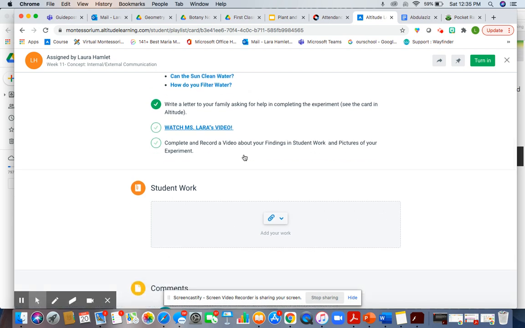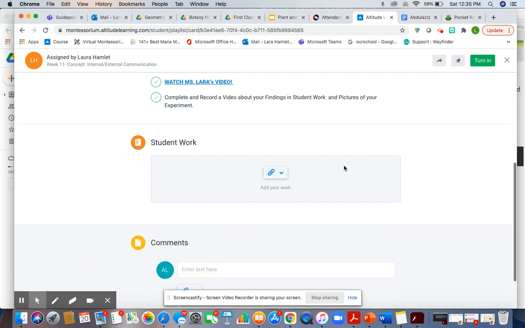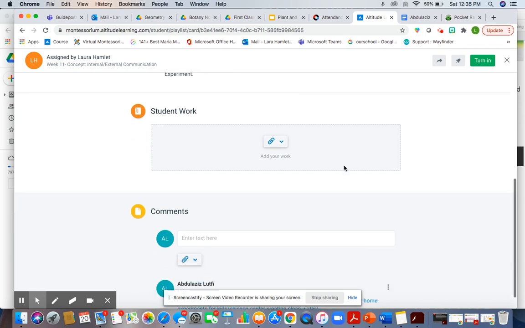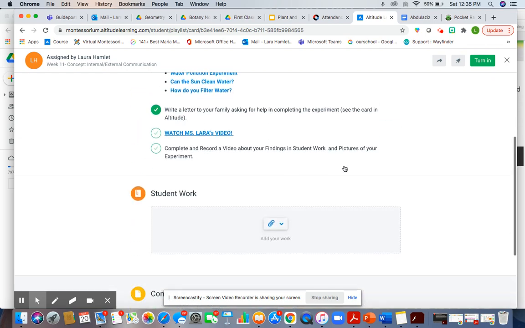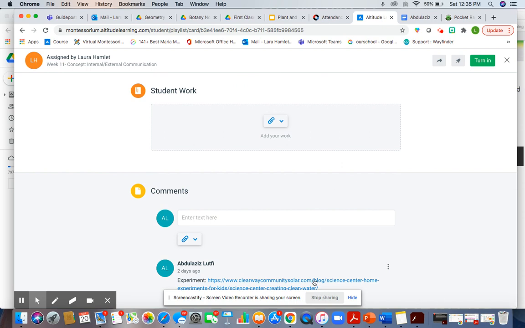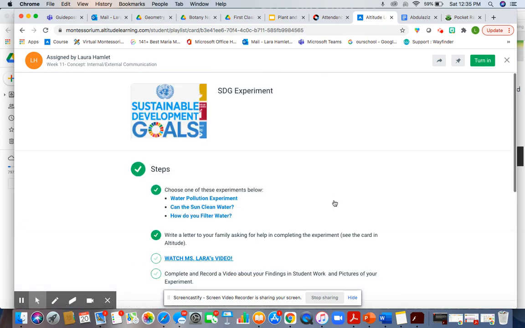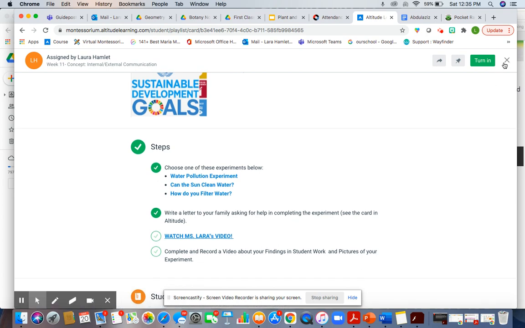When you're doing your experiment, take photos, record some video, and include all of it in your student work below. That way you can share with your class and stream to the gallery all about your experiment and the work that you did for it. If you need access to your experiment, you can see the link is directly here below, or you can click on Can the Sun Clean Water here and still be able to access the lesson.